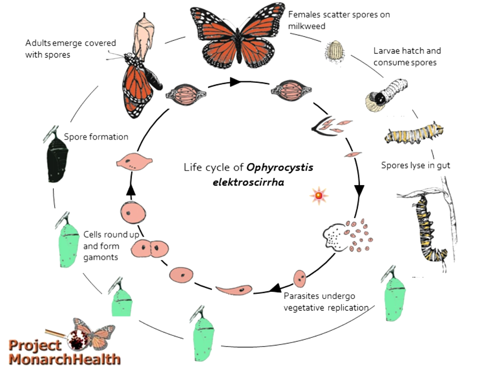This diagram overviews the life cycle of OE. I will start at the top here next to the adult butterfly. The OE has a spore, and those spores are found on the abdomen of the monarch, and when a female lays an egg, she can sometimes accidentally scatter those spores around the monarch egg. The first thing a monarch does when it hatches from its egg is it eats its eggshell. So now those spores are in the monarch's gut, and that's where they reproduce. And then once the monarch pupates, those spores reform, and they're now on the surface of the resulting adult butterfly, and the cycle repeats itself.